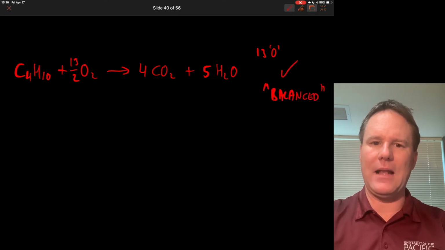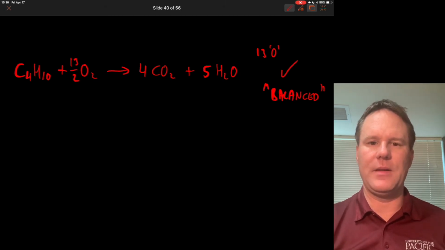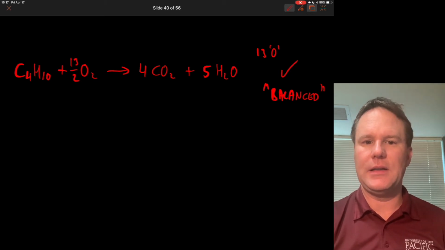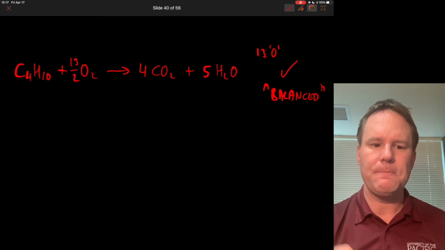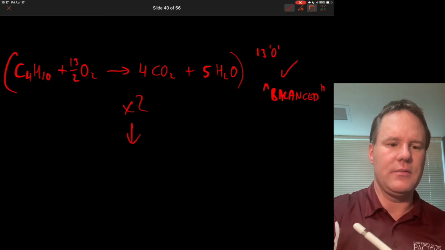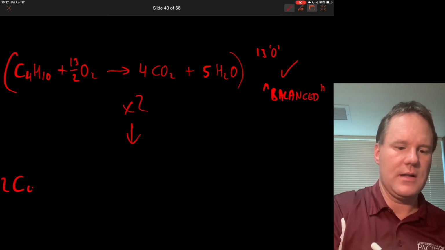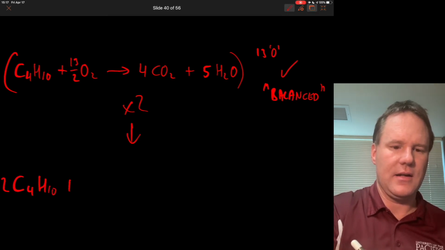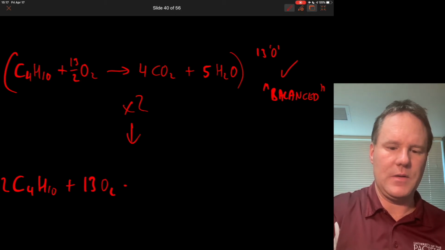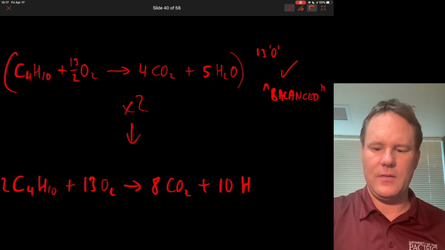I would say it's balanced-ish, right? Because it has the right coefficient. The ratios are correct. You have the same number of each element on the left and the right, but they're not all integer numbers, so it's still kind of illegal. So what I do, I take this and then multiply by 2. If I do that, I multiply everything by 2. So I have 2 C4H10s reacting with 13 O2s, going to 8 CO2s and 10 waters.